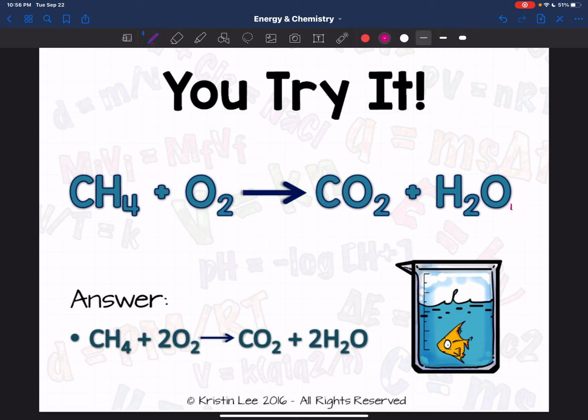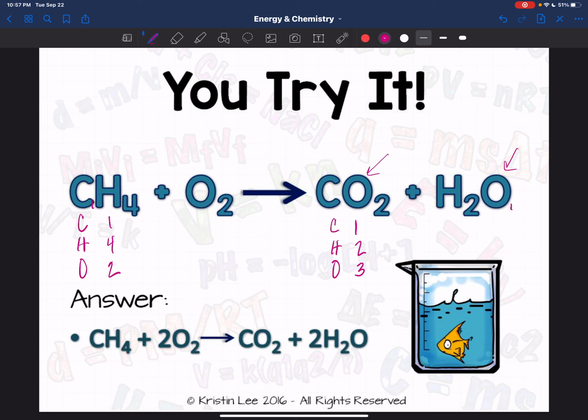So remember, list on each side, and then you're going to count how many you have of each one. So I have 1 carbon, I have 4 hydrogen, and I have 2 oxygen. On this side, I have 2 oxygen here, but I have 1 oxygen here. So I actually have 3 oxygen. I have 2 hydrogen and 1 carbon. So this currently is not balanced.